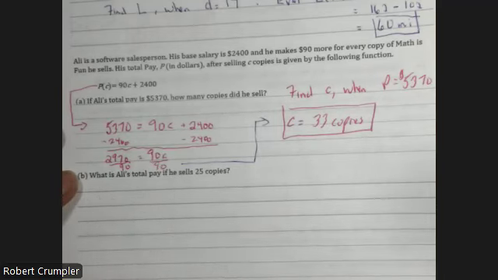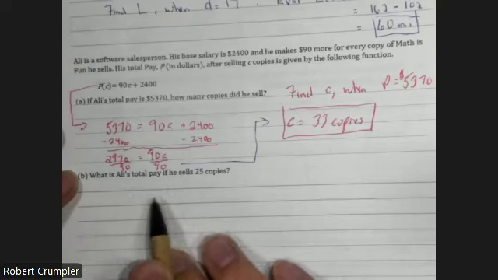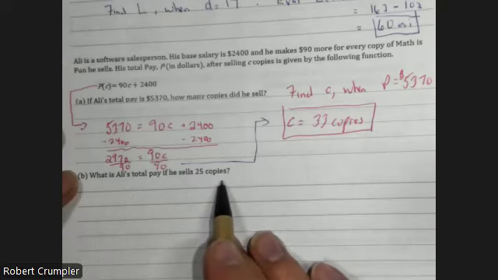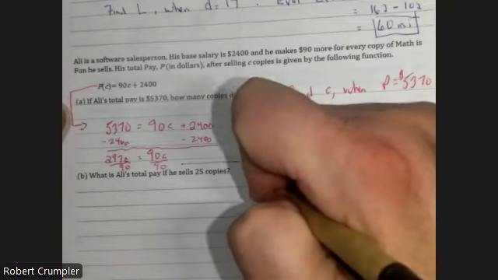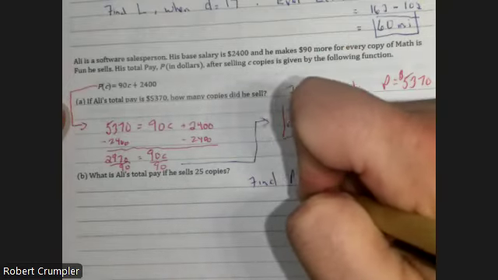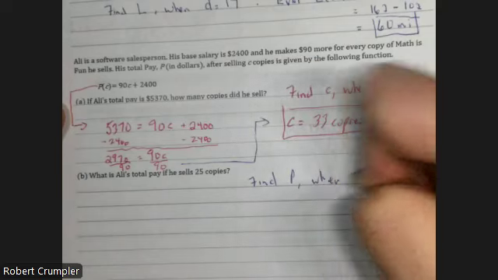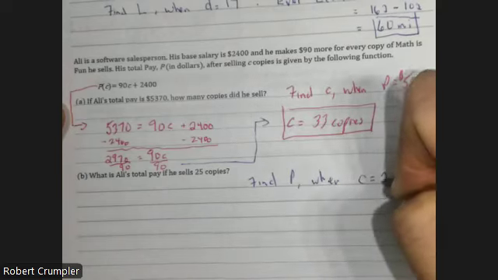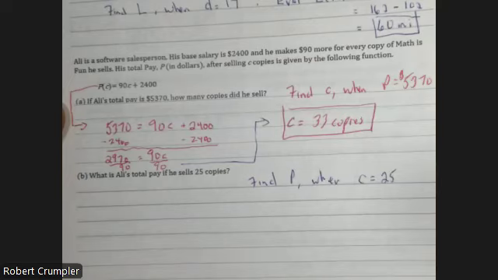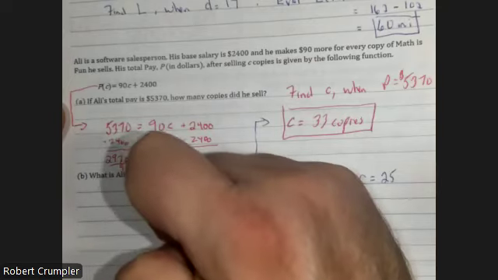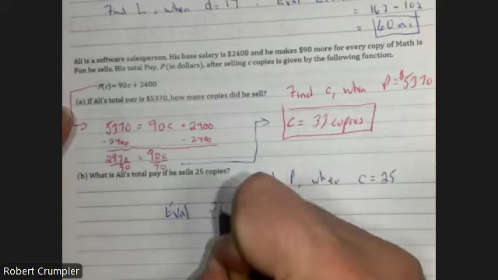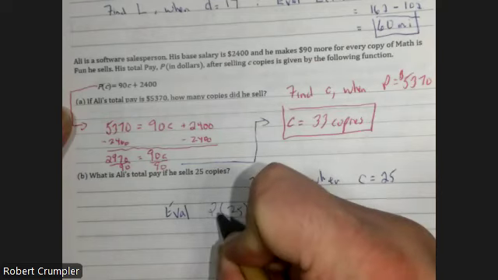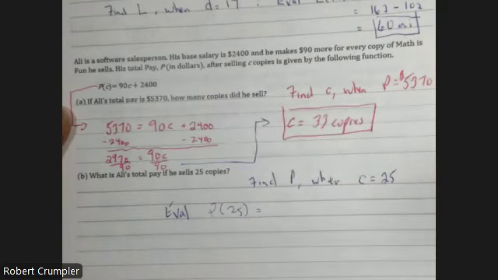Okay, so now notice what we're looking for is the pay P when he sells 25 copies. Okay, so now we're looking for finding, of course, our P when C, the number of copies, is 25. Okay. Or again, all we're doing is evaluating. So we simply want to evaluate P at 25. Okay. So let's go through and evaluate that.